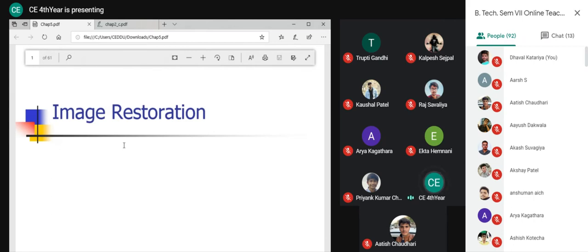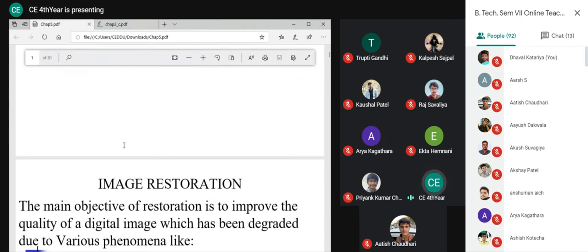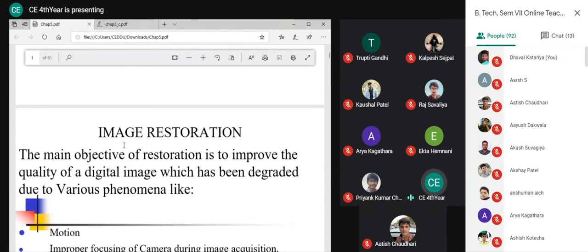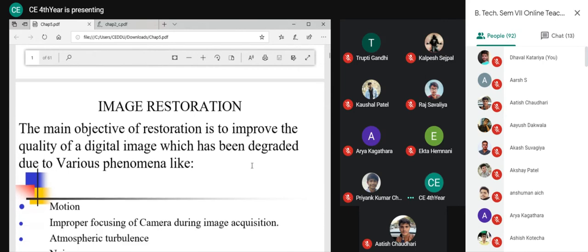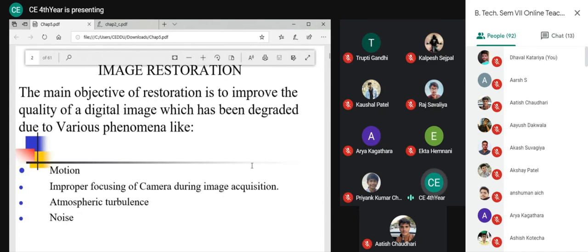The chapter is regarding image restoration. First we have to understand what image restoration is. Image restoration is nothing but improving the quality of the image, which is degraded due to several phenomena. Improving the quality of images is our ultimate goal so far. What is our goal till now? What we have done is that we wanted to improve by contrast stretching or histogram equalization or matching. We wanted to do improvement in the quality.